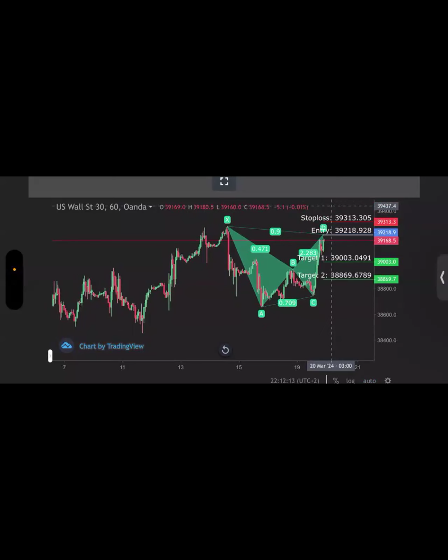39313.305. You have your entry point. Target 1 is take profit 1. Target 2 is take profit 2. But, yes, there's a but. You don't just jump in and go and copy and paste with Manara. No, there are certain rules to look out for before you take trades for Manara.